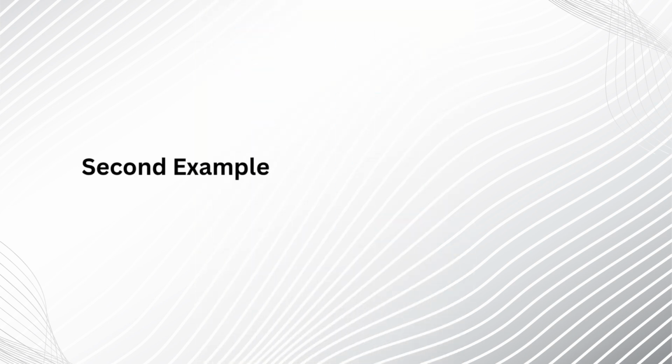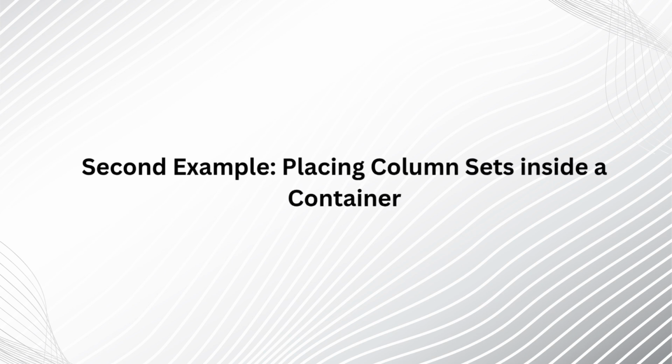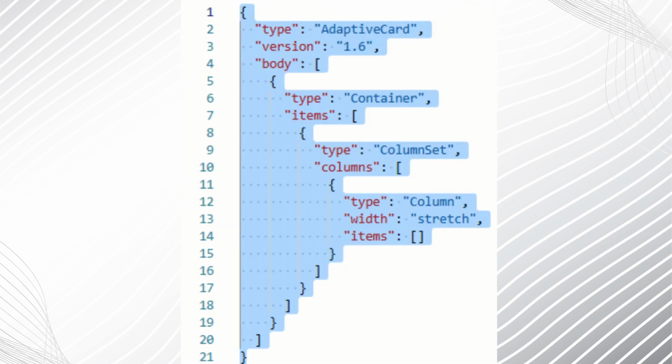Now, let's reverse the structure with our second example, placing column sets inside a container. In this case, our adaptive card body starts with a container. Inside the container's items array, we add a column set. This column set then contains individual columns, each with their own items. This pattern is helpful when you want to use a container to group related content with specific styling or background, and within that container, you need a horizontal layout using columns.